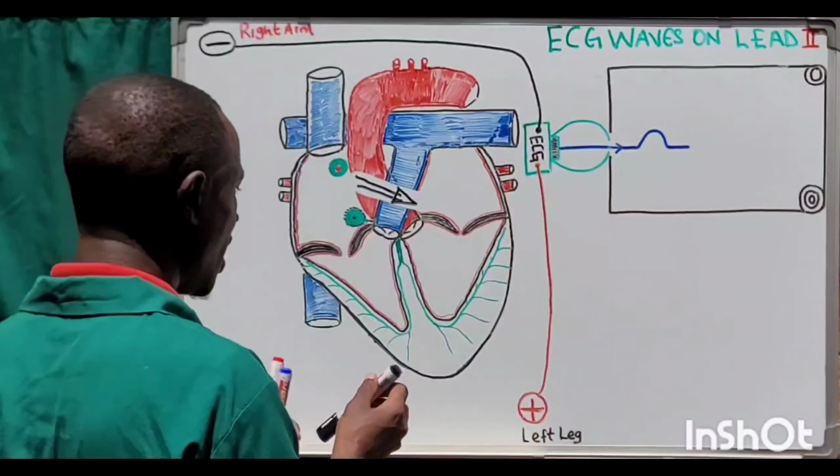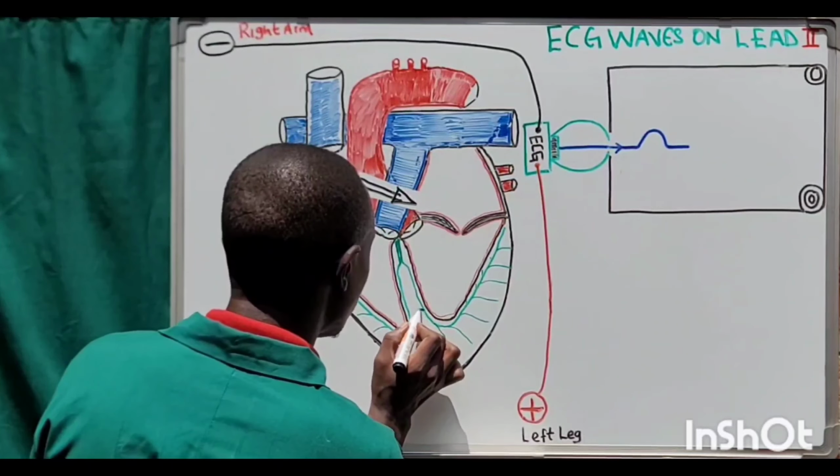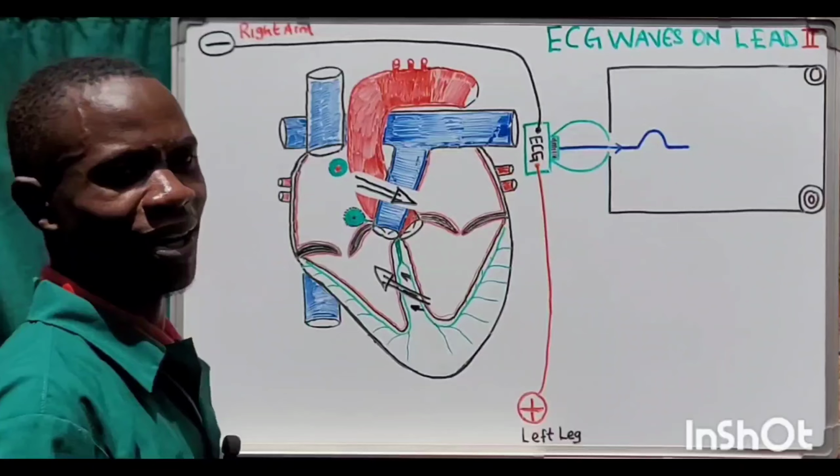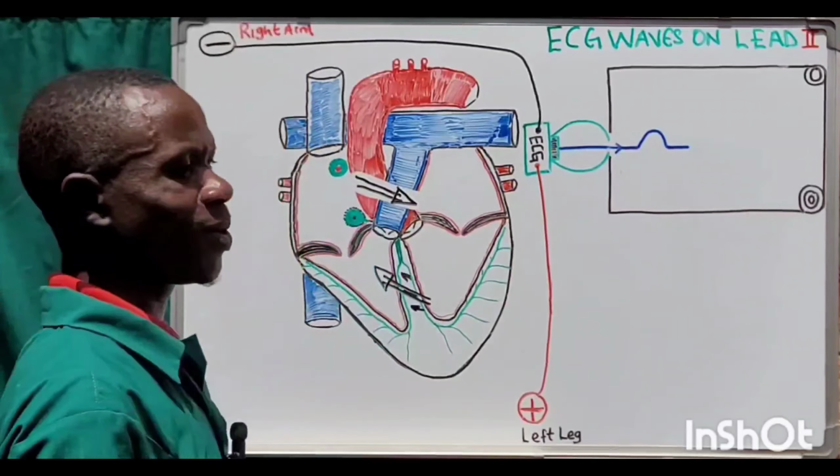The direction of the depolarization is going to be in this direction. Okay, it's going to be in this direction. So now, if I make a mean vector for this, it is going to be like this. Okay, like this. So now, when you see how the left bundle branch is depolarizing the entire interventricular myocardium, this depolarization is moving towards the negative electrode. It is moving away from the positive electrode and towards the negative electrode.